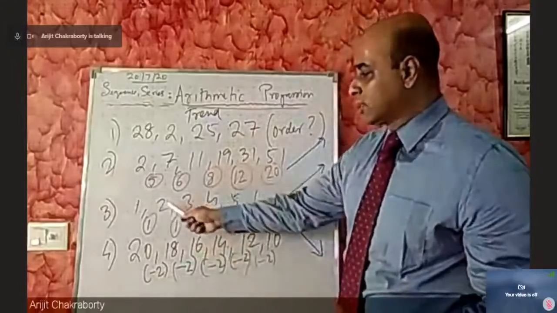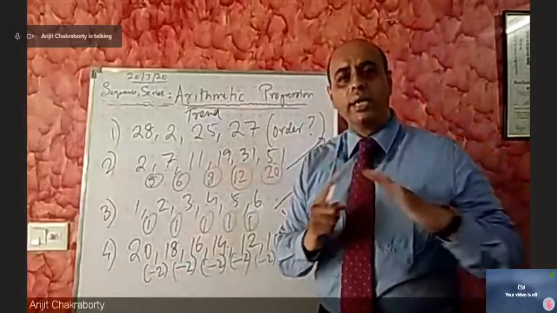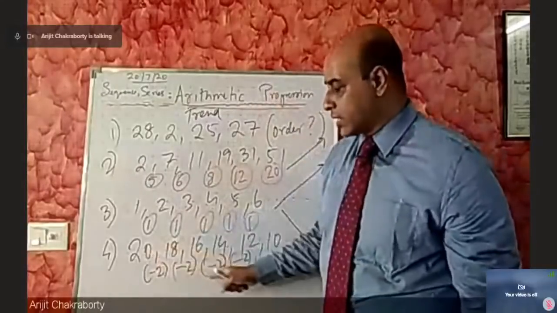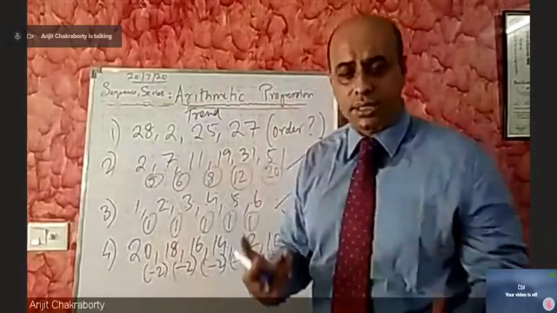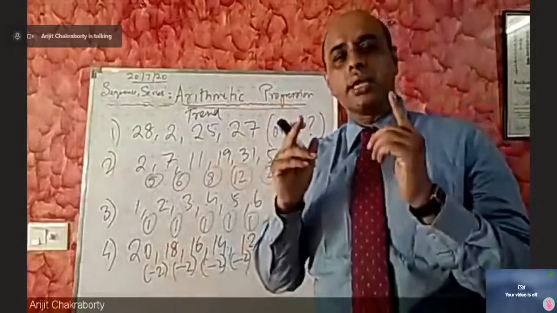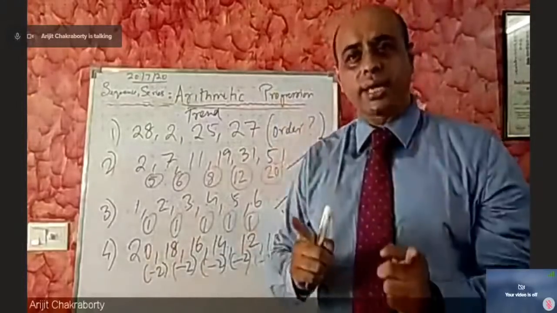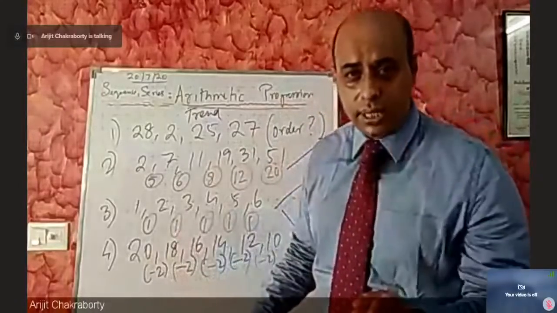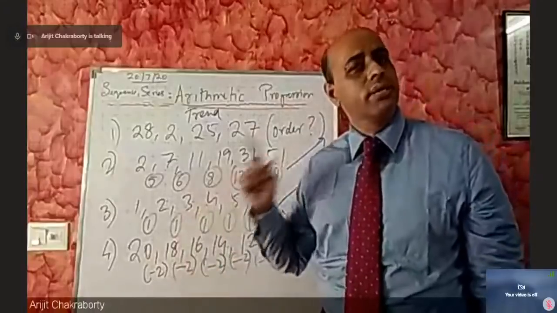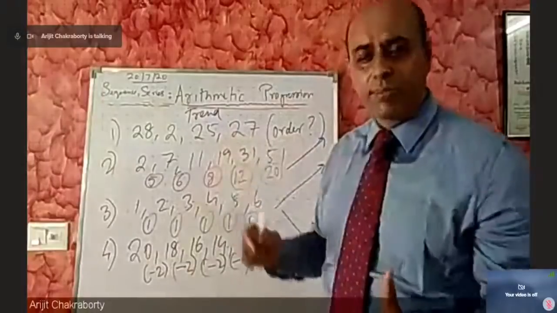In case of 1, 2, 3, 4, 5, 6, the common difference was plus 1. It was increasing. In this case, 18 minus 20, 16 minus 18, this gives you minus 2, which means it is showing a decreasing trend. But it is an arithmetic sequence because the common difference is constant and the common difference is minus 2. I hope you have understood this. These are very basic ideas.